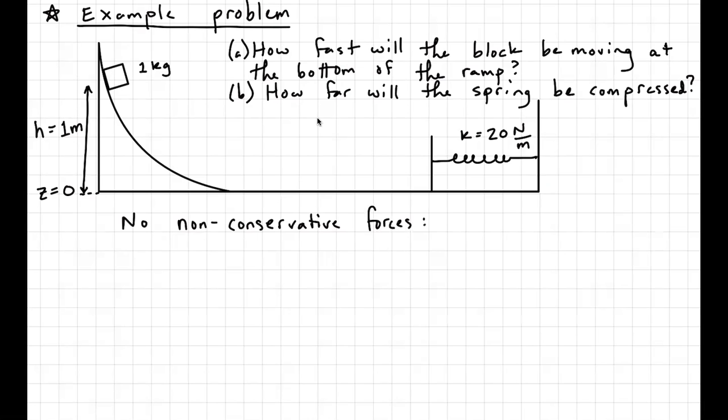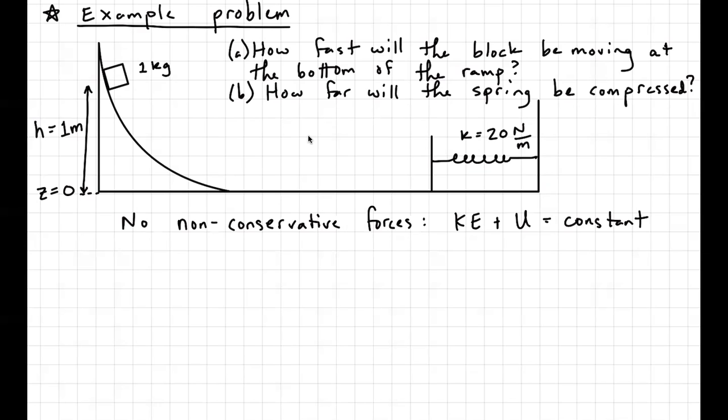So that means that the value of the energy at any given point should always be the same. And I could write that like this. So this is always a constant value. If I take any point in this problem and I sum up the value of the kinetic energy and the potential energy, that will be constant. So how do I do that? Well, it depends on what I'm looking for. So the question says, how fast will the block be moving at the bottom of the ramp? And how far will the spring be compressed?